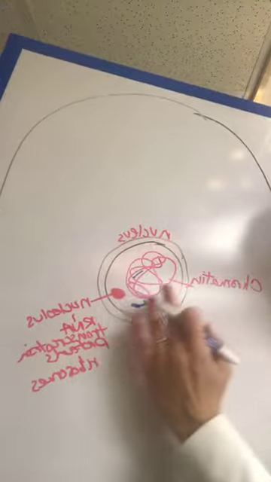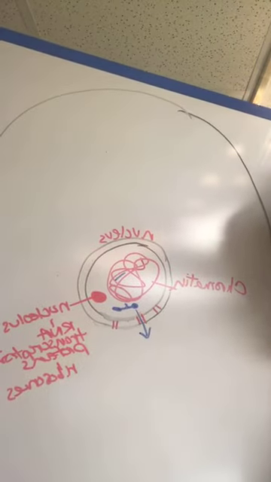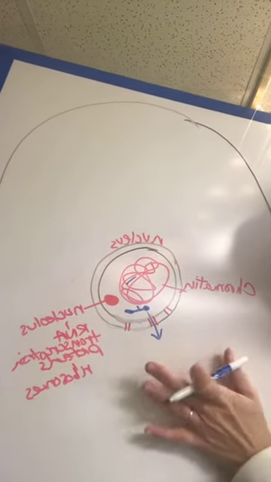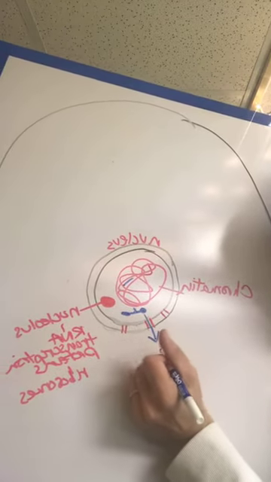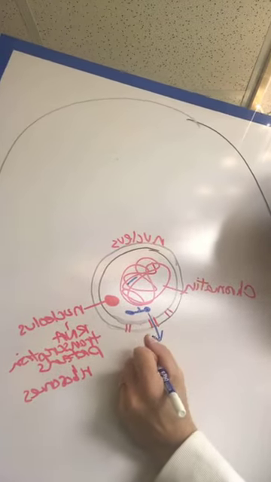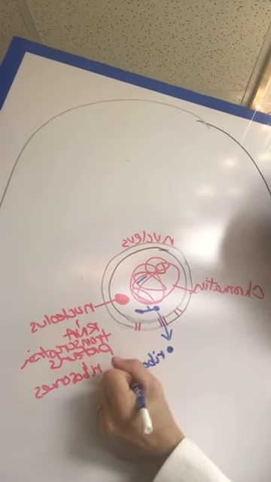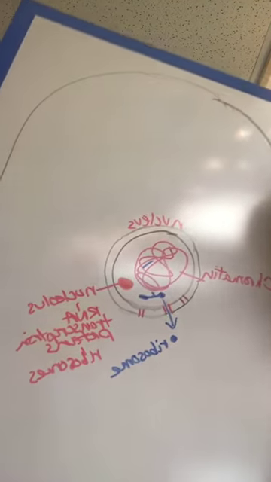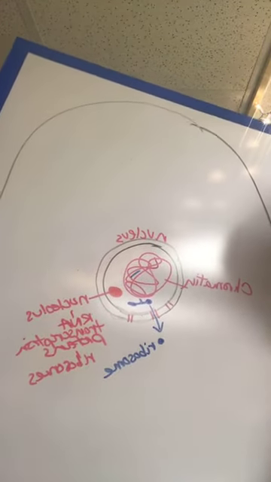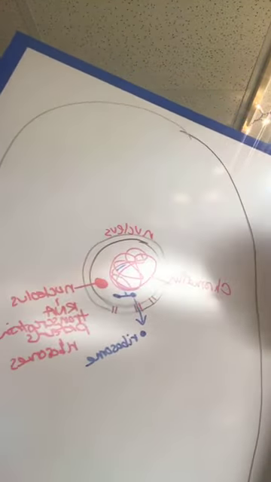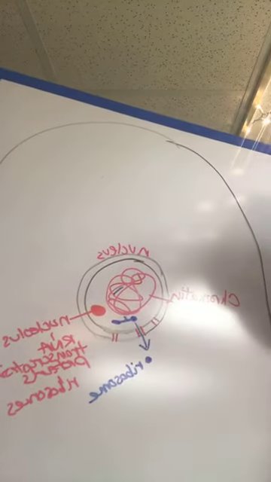So that's about all the things that we really had to talk about for the nucleus. Now we can go outside of the nucleus. So that mRNA is going to go to a ribosome. So here is a ribosome. They are extremely small and all cells have them. So it doesn't matter if you are a prokaryotic cell or a eukaryotic cell, you will have ribosomes.